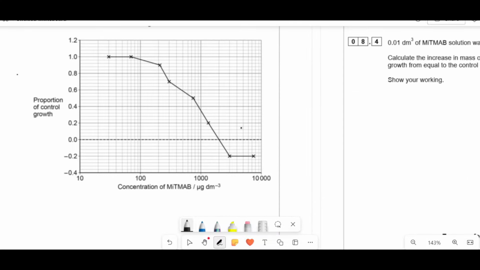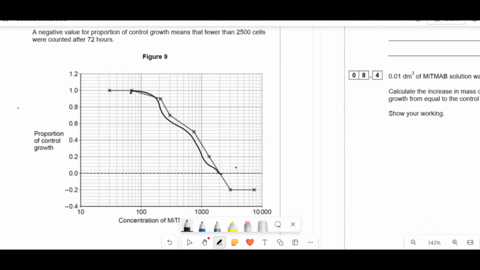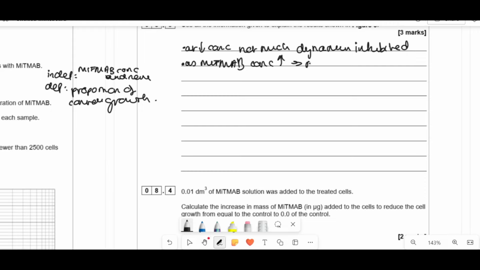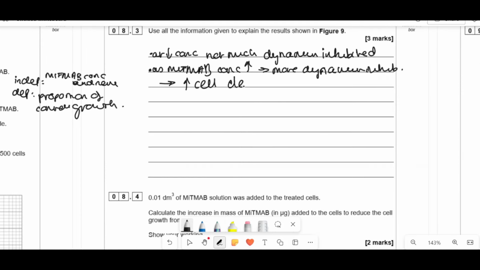And that's, if you look here, that's an increase in concentration. So at low concentrations, not all dynamin is inhibited, because remember, that's what MAP does. So at low concentrations, not much dynamin inhibited. But as the MAP concentration increases, clearly it's showing you that the proportion of growth is dropping, so there's more inhibition. So it means there's more dynamin inhibition, right? Which means that there must have been more cell death and less cytokinesis. More cell death and less cytokinesis. Got to use every single step one by one.